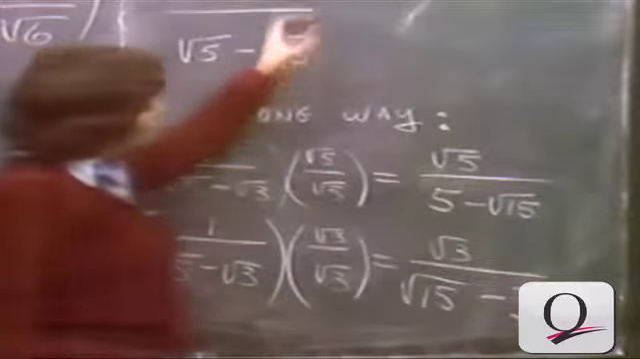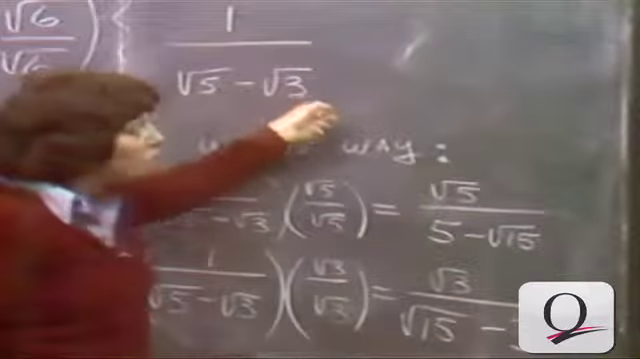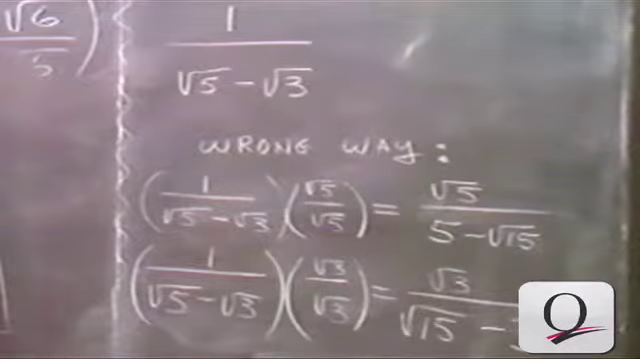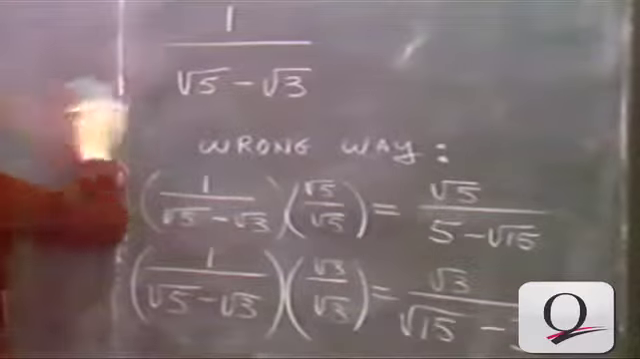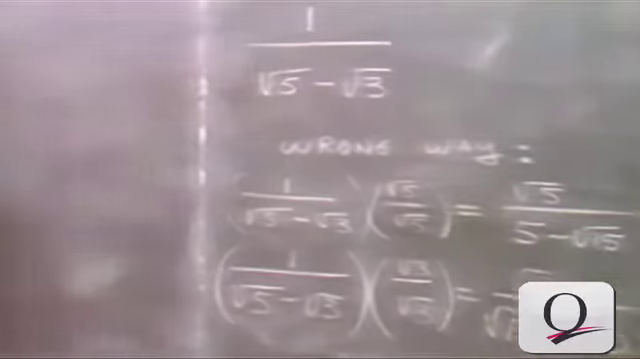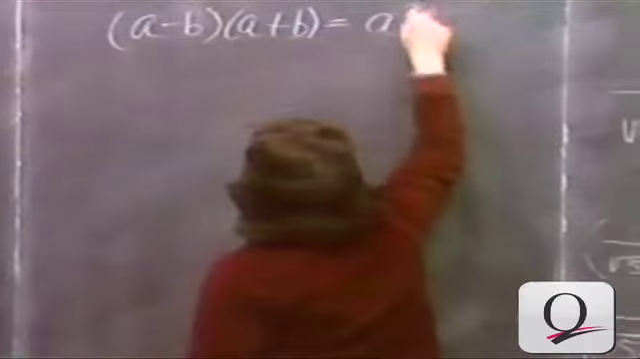We're looking to multiply numerator and denominator by the same quantity so that the result is that there is no more radical in the denominator. Let me show you how to do that. We're going to make use of the fact, we mentioned this a little earlier, that a minus b times a plus b is a squared minus b squared.